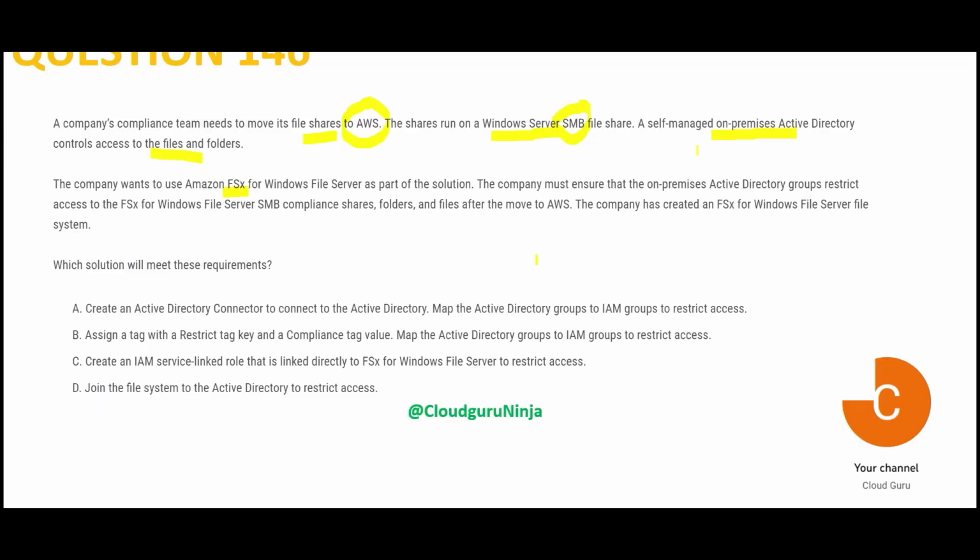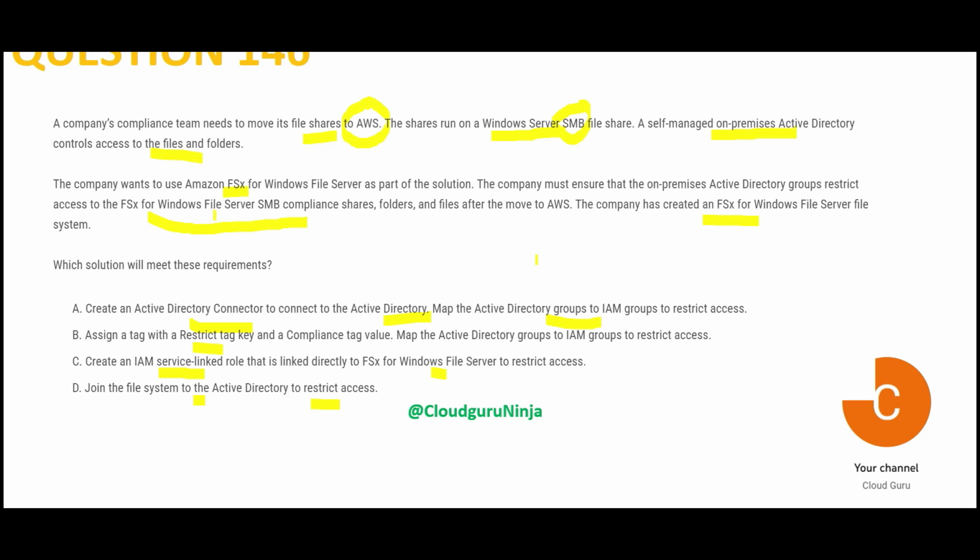Now the question is a security question. They want to restrict access to Windows file server, and they have created FSx for Windows file server file system. So will you create connector to connect Active Directory and map the groups, or will we assign a restrict tag, or will we create IAM service link role to restrict the access, or join the file system to Active Directory to restrict access? So we would join the file system.